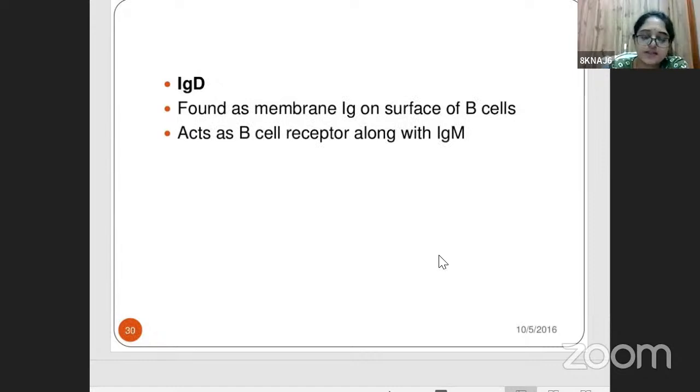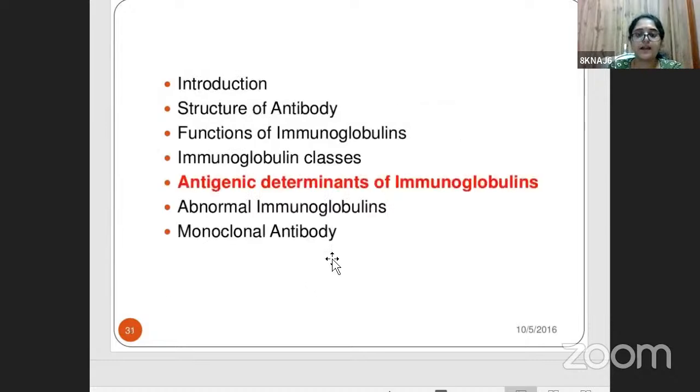Now, the last one is IgD. Again, it is less than 1% of the total immunoglobulin, and it is found as a membrane immunoglobulin on the surface of the B cells. It acts as a B cell receptor along with IgM, and no biological effector function has been identified for IgD as such. It is just present.